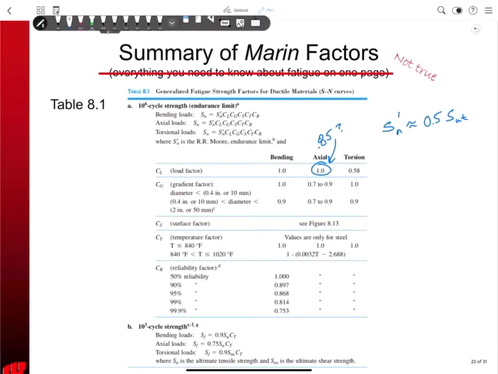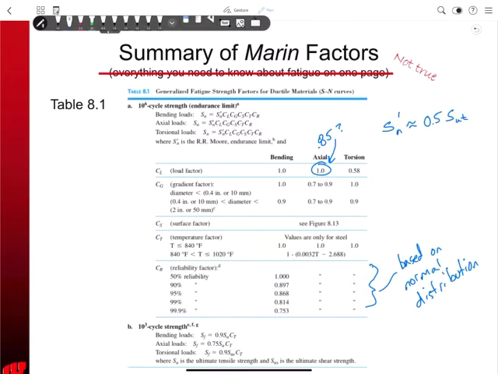And temperature factor, we're not going to deal with that too much. It doesn't really matter until you get pretty hot. But for some applications, engine applications, it is really hot, so you might need to worry about that on the exhaust end of things. Reliability factor, this is all based on normal distribution.